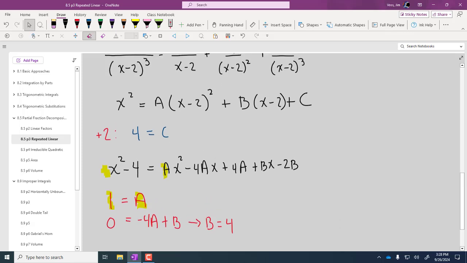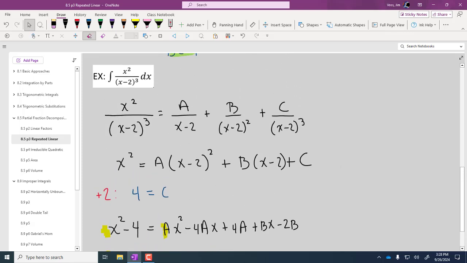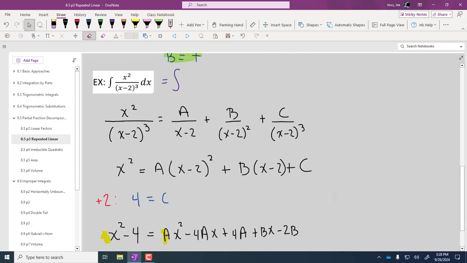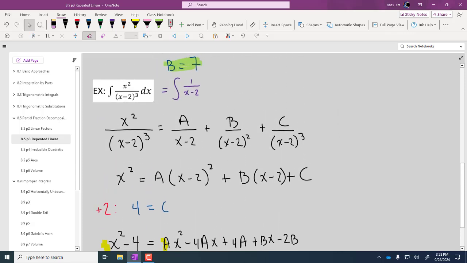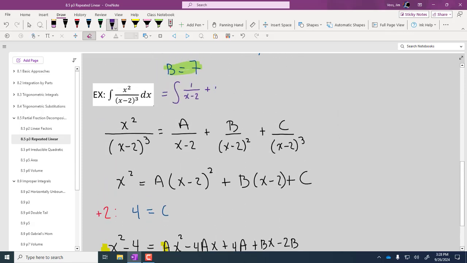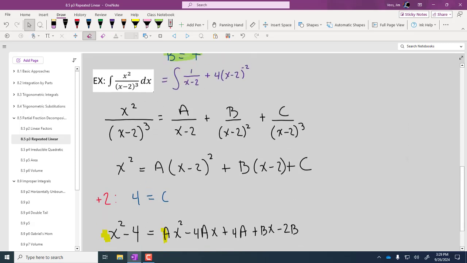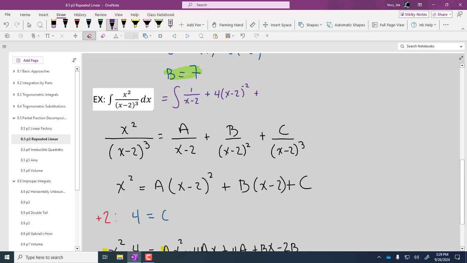All right, so let's go back and look at our integral then. So we are going to have the integral of A divided by x minus 2, so that's 1 over x minus 2. And then B, so that's 4 over, and I'm going to write this as 4 times x minus 2 to the negative 2. So we're going to have to use the power rule. C is 4, so then plus 4 times x minus 2 to the negative 3 dx.